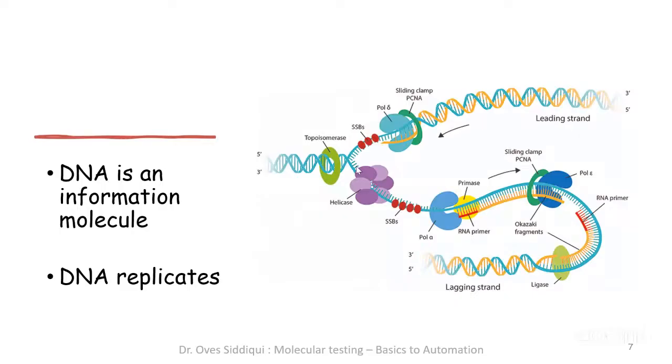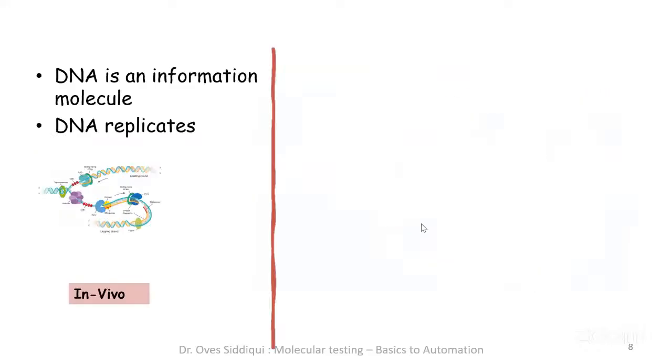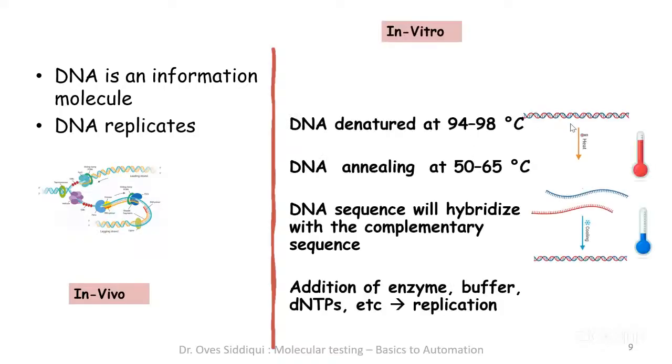Now I will begin with some basic properties of the DNA, RNA. DNA is an information molecule, and it replicates. With the help of many enzymes, it replicates inside the cell. And this happens in vivo, inside the cell. In vitro, the DNA, on increasing the temperature, denatures. And on decreasing the temperature, the two strands of the DNA again come closer and bind to each other. That is called annealing.